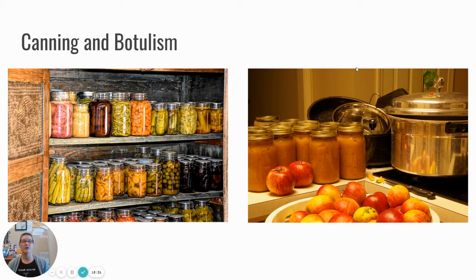However, what you really want to do, and as you can see in the second picture here, is pressure can. So that means you have a pressurized cooker. It brings the heat above boiling, and that can make it high enough to kill the endospores. So if you're going to can especially low acid foods, because they don't like acidity either, you definitely want to go ahead and have a pressure system for the sterilization process.